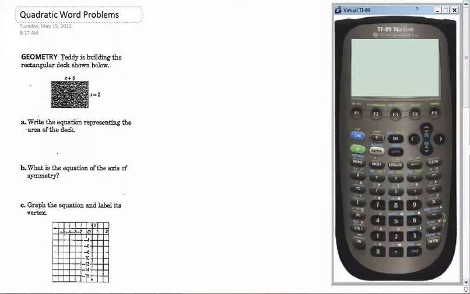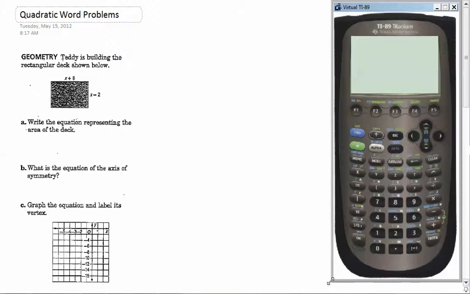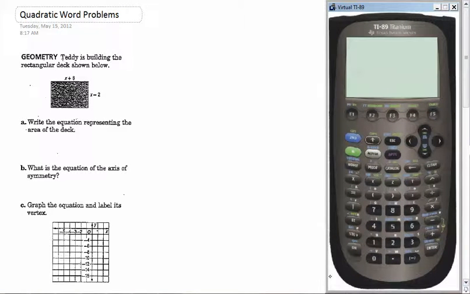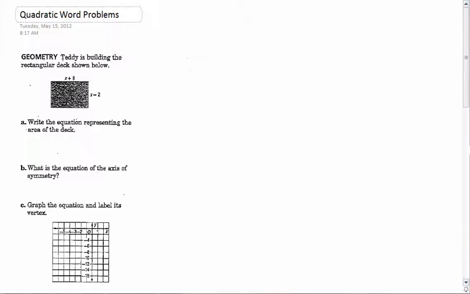Now, in some situations, we'll work something out by hand, and then I'll still show you how to do it on the calculator just so that we have it. All right? So let's go ahead and we will start with the problem at hand. We've got a geometry problem. Teddy is building the rectangular deck shown below. Write the equation representing the area of the deck.